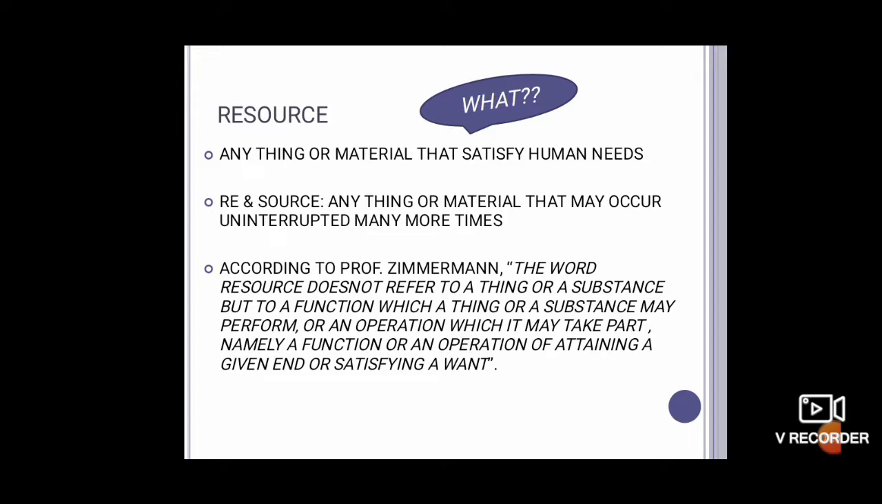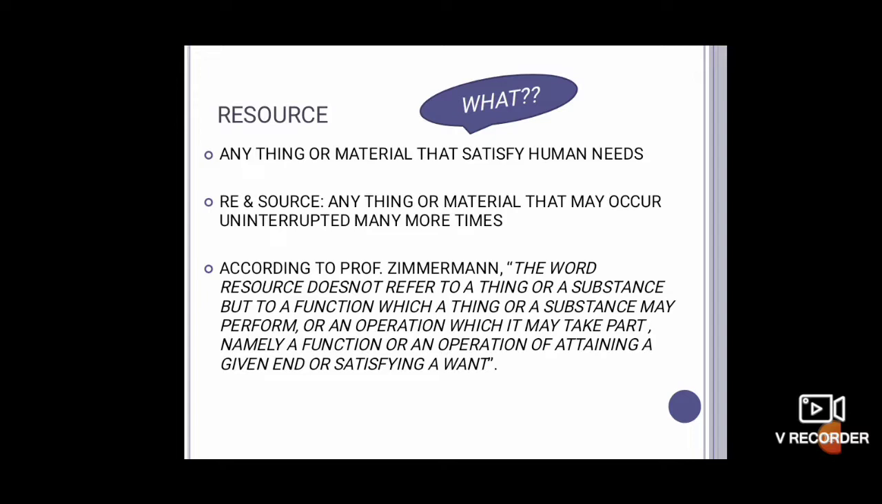And in the study of resource geography, the pioneer behind it was Professor Zimmermann. So it's quite important for us to know how Professor Zimmermann has defined resource. According to Professor Zimmermann, the word resource does not refer to a thing or a substance, but to a function which a thing or a substance may perform, or an operation it may take part in, namely a function or an operation of attaining a given end or satisfying a want.